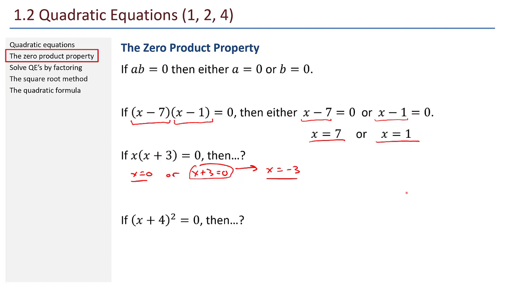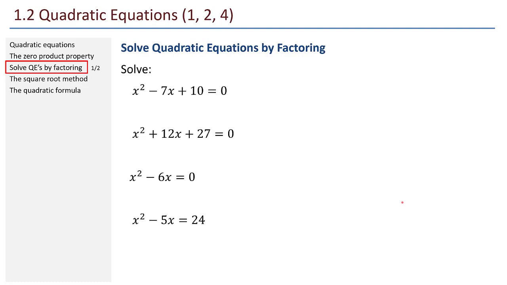Last situation. If x plus 4 squared equals 0, then what? Well, that really means x plus 4 times x plus 4 equals 0. One of those factors must be 0. Which, I mean, they're both the same, right? So this tells me that x plus 4 equals 0. So in other words, x equals negative 4. Okay, it's this zero product property that will really help us in solving quadratic equations. We'll solve quadratic equations by factoring. So here we go. The quadratic polynomial is on the left, 0 is on the right.